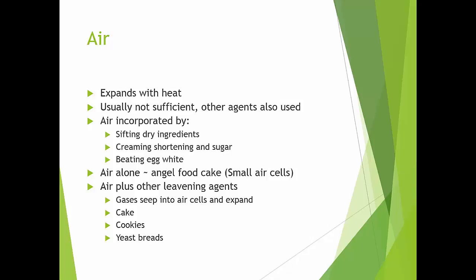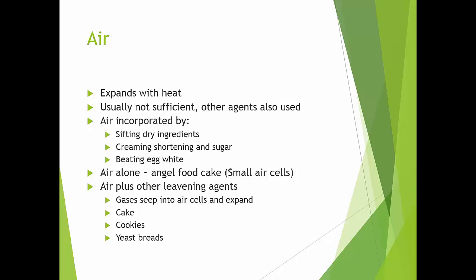You also can do it by creaming shortening and sugar together. And as we saw when we looked at the cake method, or the traditional or conventional method of making cakes, the reason that we creamed the shortening and sugar together was to incorporate air bubbles. And then finally, beating egg whites and incorporating a lot of air into that egg white product will give you a lot of leavening power.